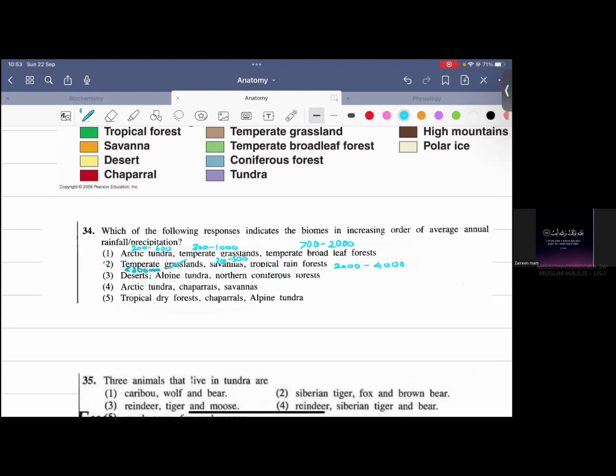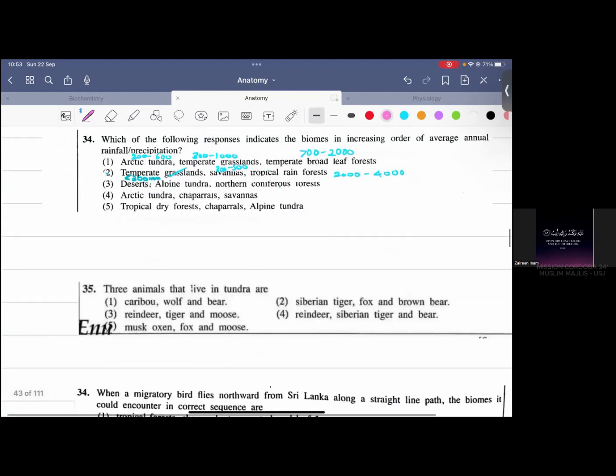Okay, so you have the answer in the first one. So you can see the importance of knowing the values, because they really ask this question. I can't remember what year, but it is from the final paper. Then, three animals that live in tundra are... Now this one also I told you have to remember, because they usually ask. Caribou, wolf, and bear. Is it there? Yes, caribou is there, wolf is there, bear is there.